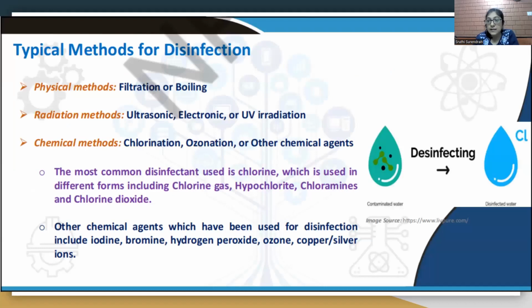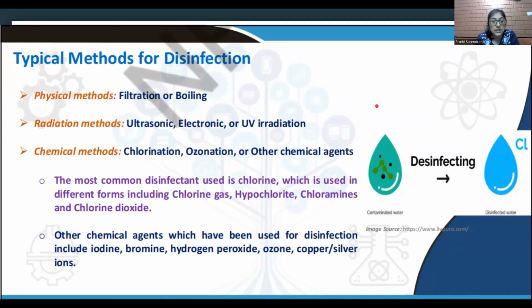So there are various methods of disinfection, and chlorination is one of the most commonly used. It is a chemical method because we are making use of the chemical chlorine. When we are doing chlorination, we use a lot of chlorine products to do the disinfection. A few examples are chlorine gas and hypochlorite. Hypochlorite is obtained when Cl2 is mixed with water.